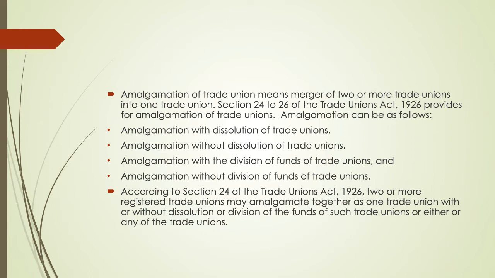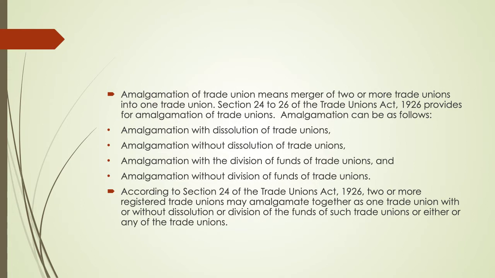Amalgamation can be as follows. First, amalgamation with dissolution of trade unions. Second, amalgamation without dissolution of trade unions. Third, amalgamation with the division of funds of trade unions. Fourth, amalgamation without division of funds of trade unions.